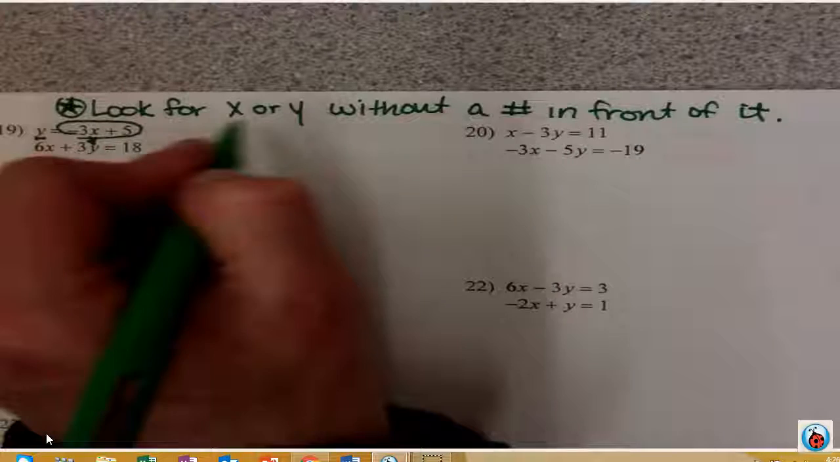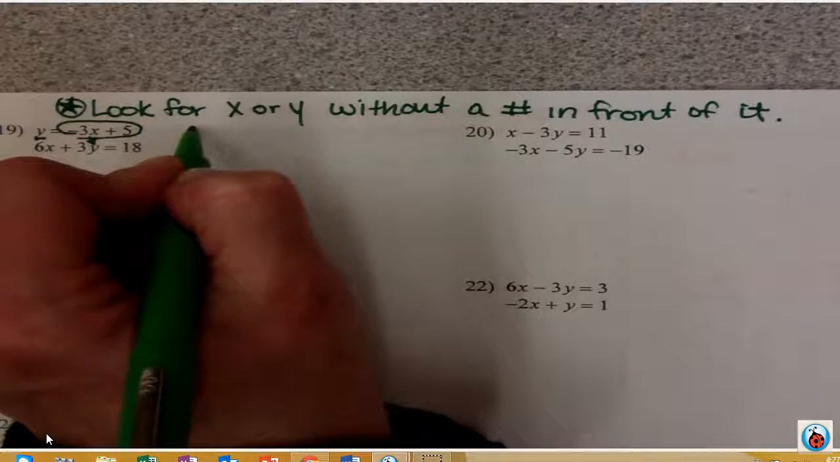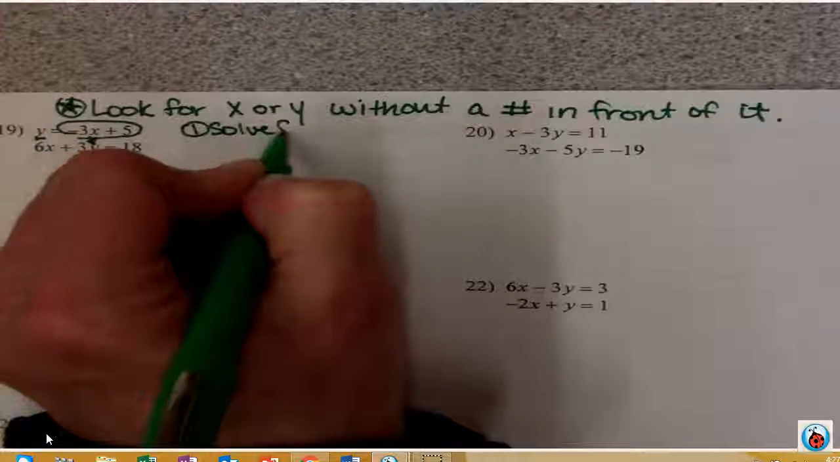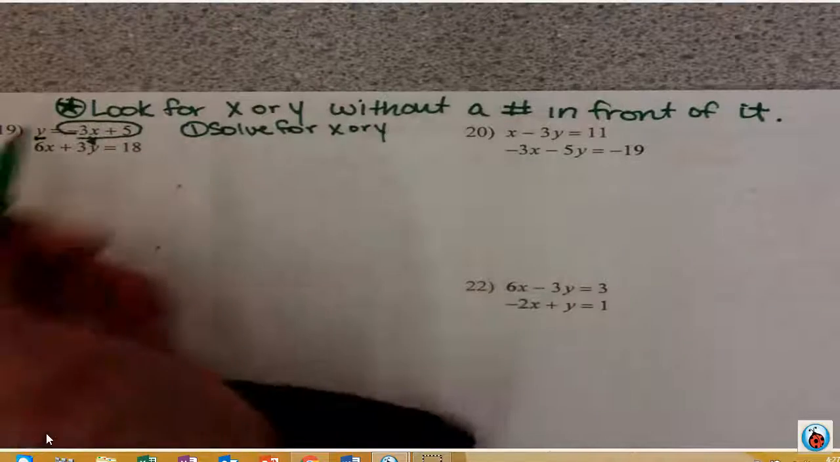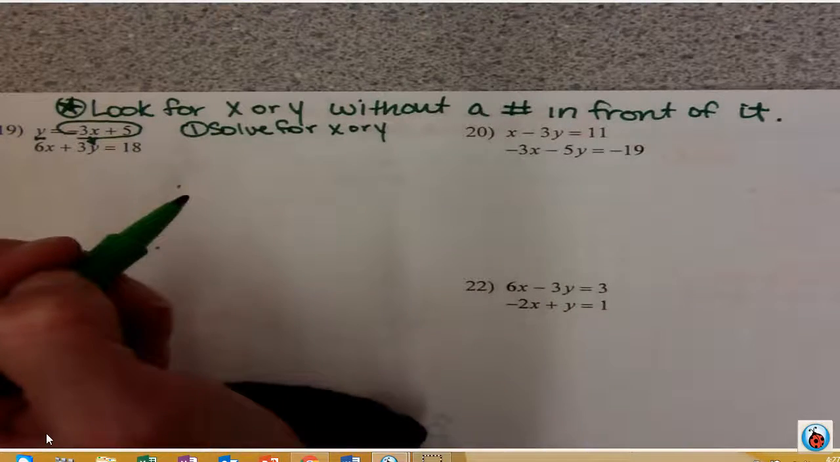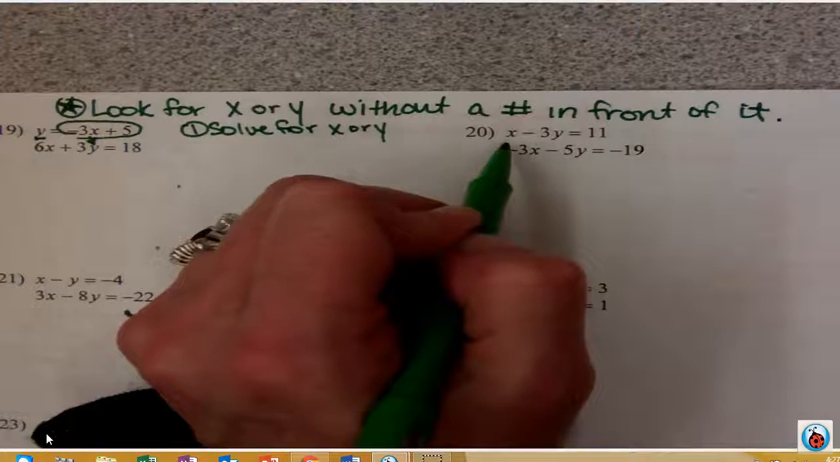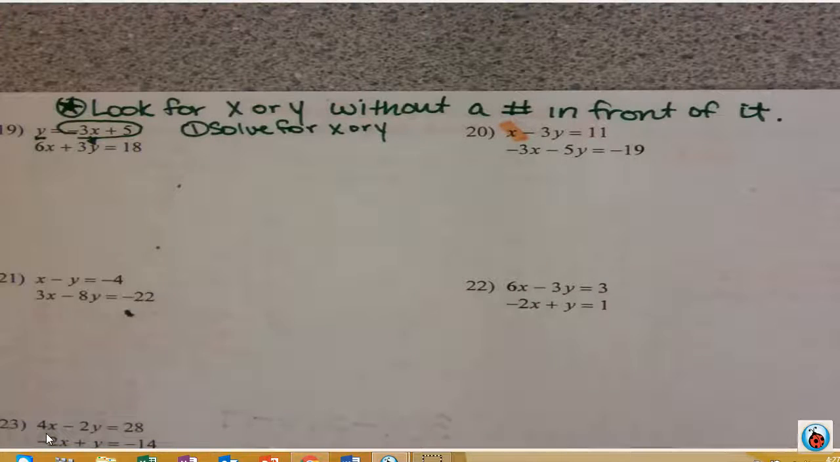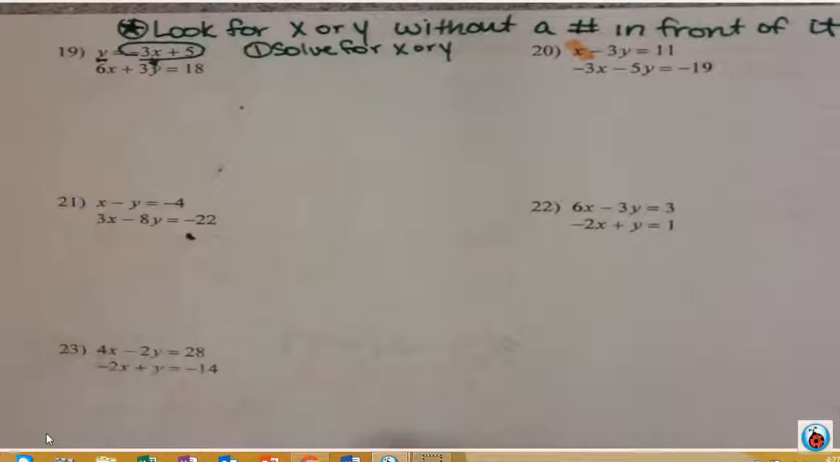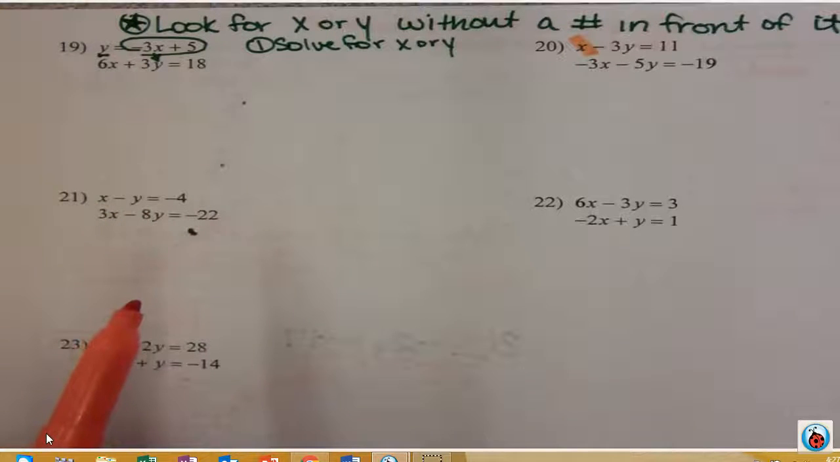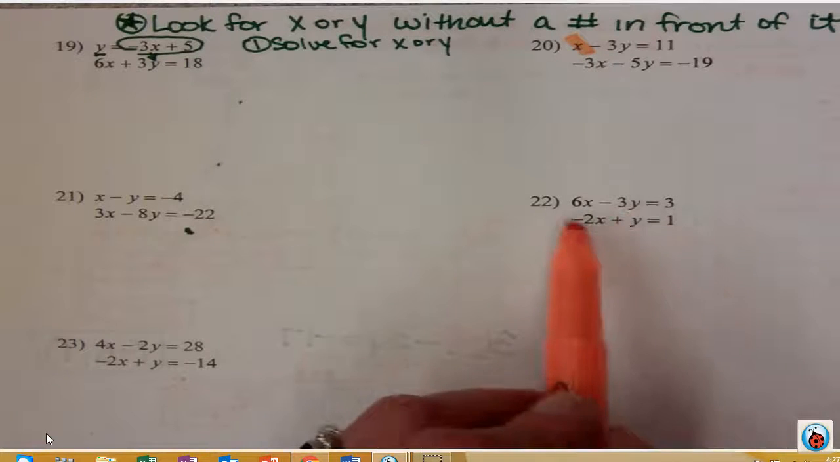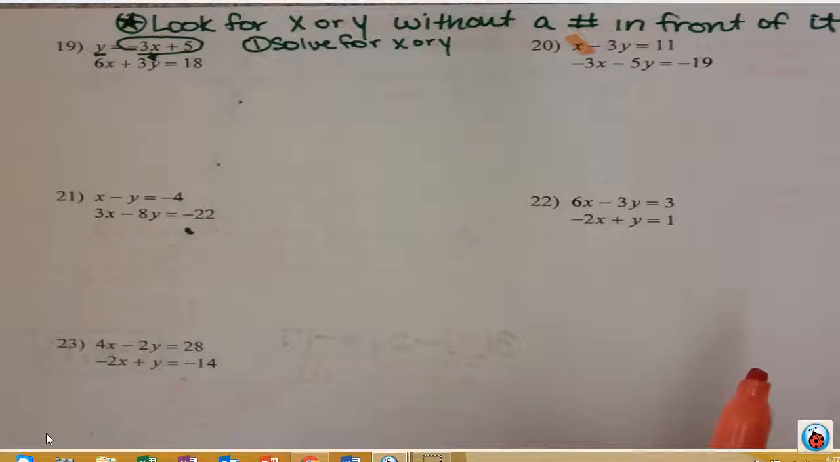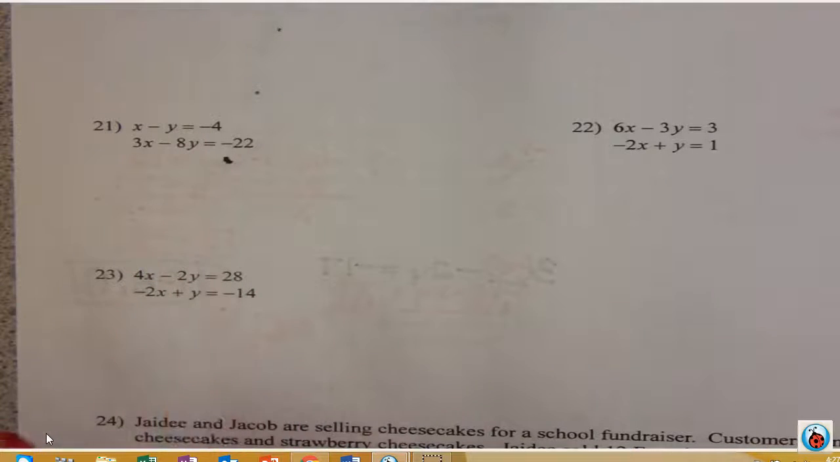If you don't have one of those, then you're going to have to solve for x or y. And you're going to solve for the one that doesn't have a number in front of it. So for example, in this one, I would solve for the x. The x doesn't have a number in front of it. That's going to be far easier to solve for. In this one, neither one has a number in front of it. That will be very easy. In this one, do you see one that doesn't have a number in front of it? That's the one you should be solving for. Same with this one. Which one of these does not have a number in front of it? That's the one you should be solving for.